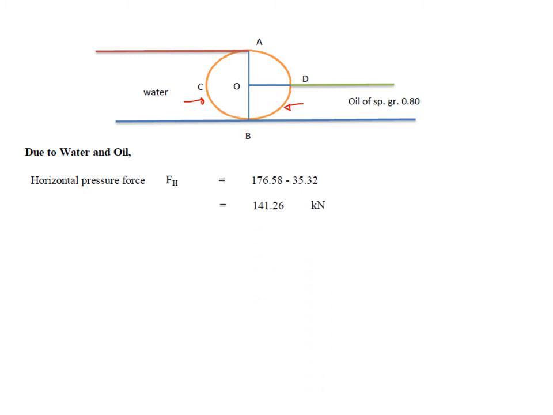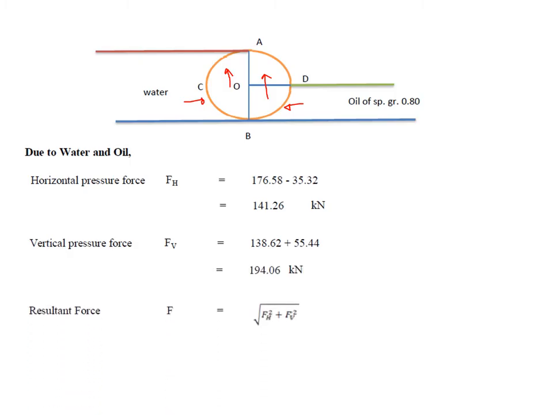And similarly here, you know that Fe is acting upwards, it is displaced, again Fe is acting upwards, so both are upwards, so they are added. So due to water 138.62 kilonewtons, and due to oil it is 55.44 kilonewtons, so therefore it is 194.06 kilonewtons. Now you can find out the resultant pressure force, which is root of Fh square plus Fe square, which gives 240.03 kilonewtons. And similarly its inclination can be determined as tan inverse of Fe by Fh. So that gives 54 degrees with respect to horizontal.